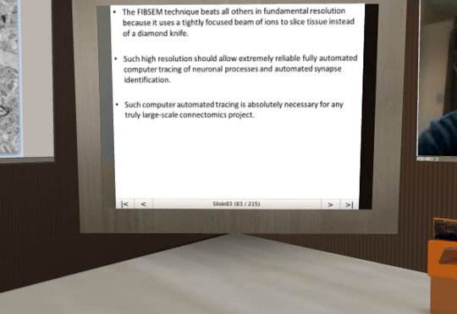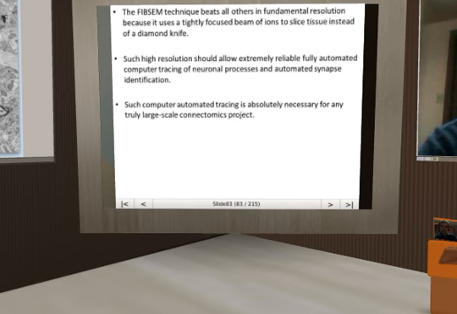So this FIB-SEM technique beats all others in fundamental resolution because it uses a tightly focused beam of ions to slice tissue instead of a diamond knife. Such high resolution should allow extremely reliable, fully automated computer tracing of neuronal processes and automated synapse identification. Such computer automated tracing is an absolute necessity for any truly large-scale connectomics project. So the fact that this has more than sufficient resolution is actually very important.